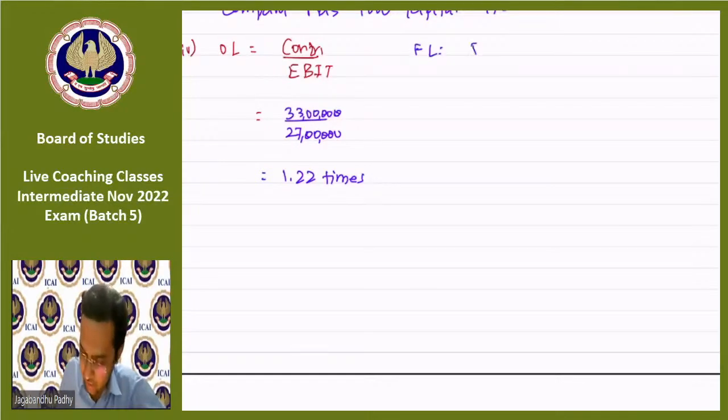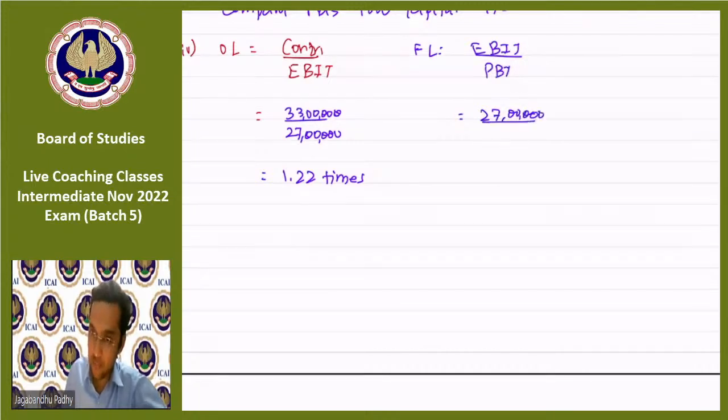Financial leverage is EBIT upon profit before tax. EBIT was 27 lakh. Profit before tax is 22 lakh 95,000, which is 1.1765.